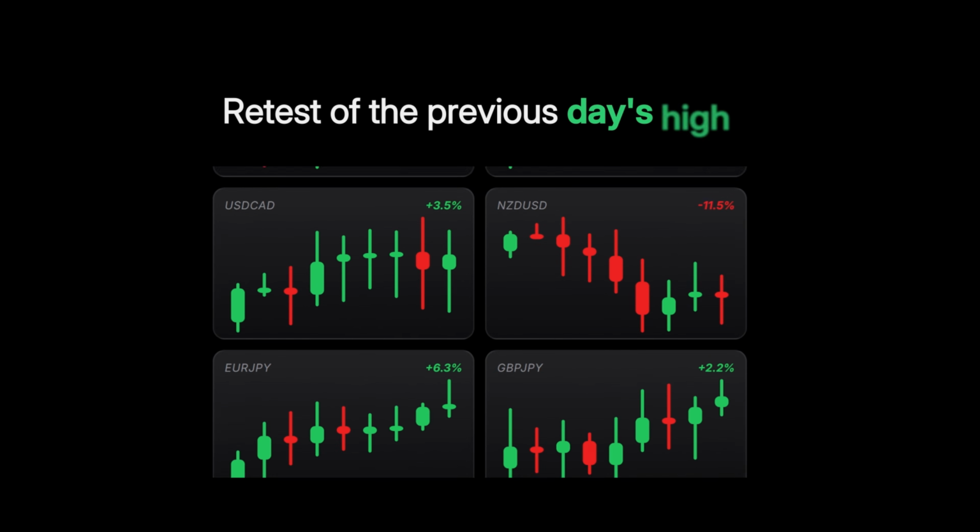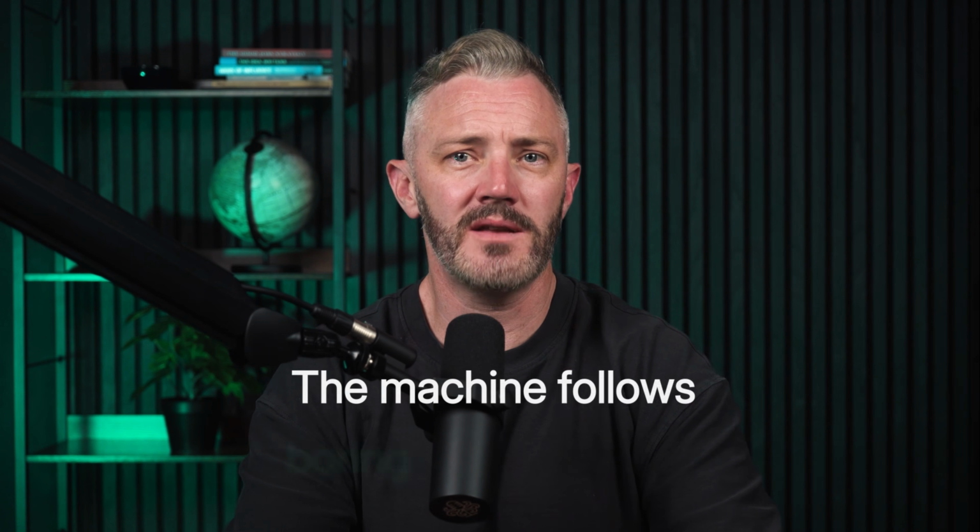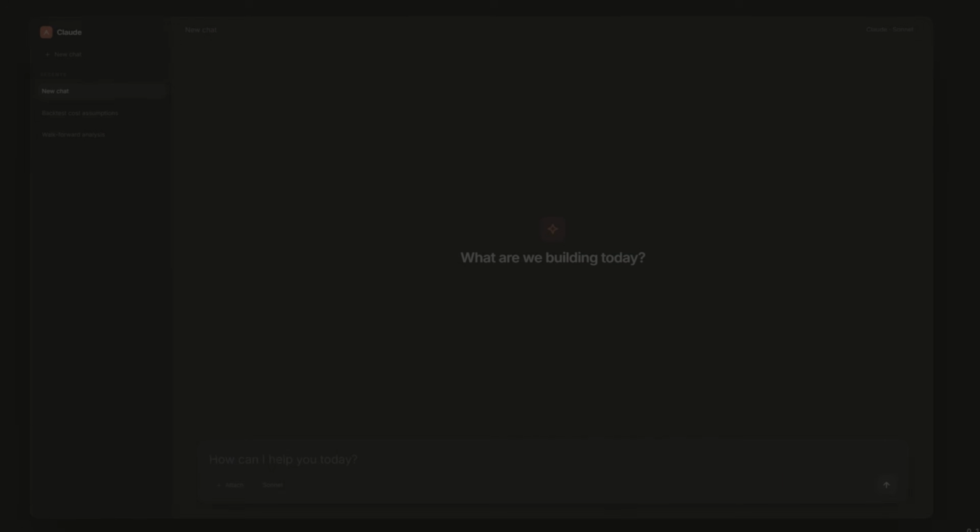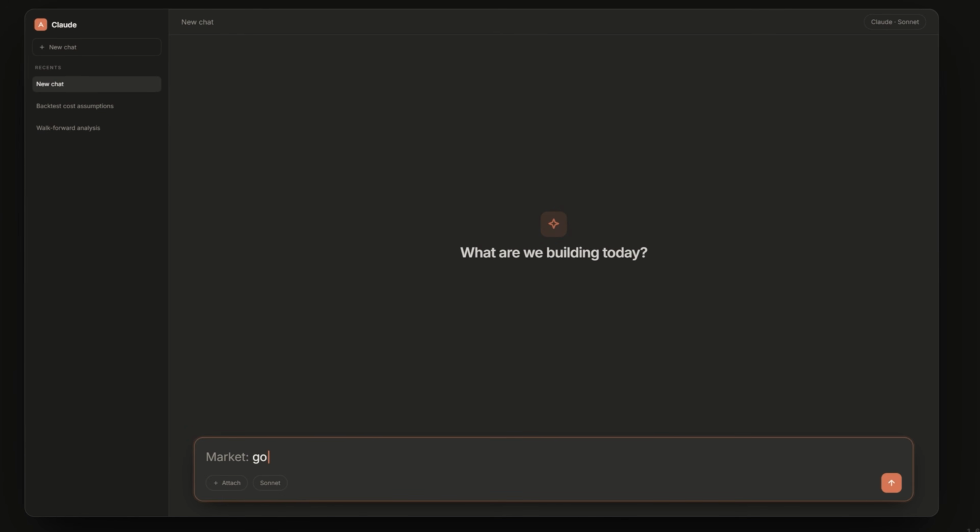What I picked instead was about as boring as trading gets. A break and a retest of the previous day's high. Yesterday's high is a level every trader on the planet can see. Price breaks above it, comes back to test it, and holds, so the system buys, with a stop just under that level. That's the entire strategy. You could draw it on a napkin, and boring is exactly what you want here because the machine follows boring rules perfectly. So here's the first prompt of the week, exactly as I typed it.